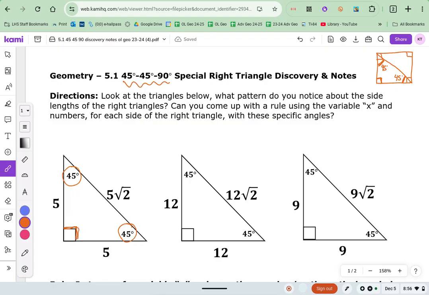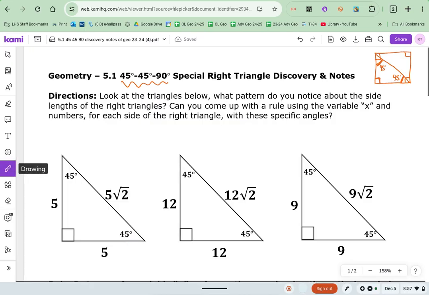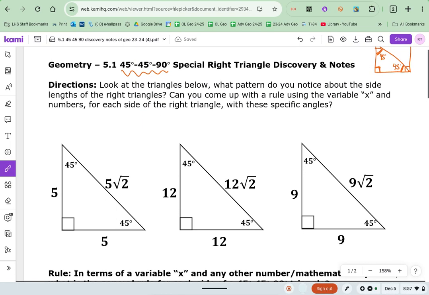90-degree angle in them. So there are certain patterns about how the measures of their side lengths are, and we can use these patterns to find the length of missing sides. So I want you to take a second, look at these 3 triangles in this picture, and come up with what pattern you notice about the side lengths of the right triangles. Do you notice any patterns? Pause the video. Look at these for a second. I want you guys to talk to your group about what you notice, and once you're done, you can unpause the video.